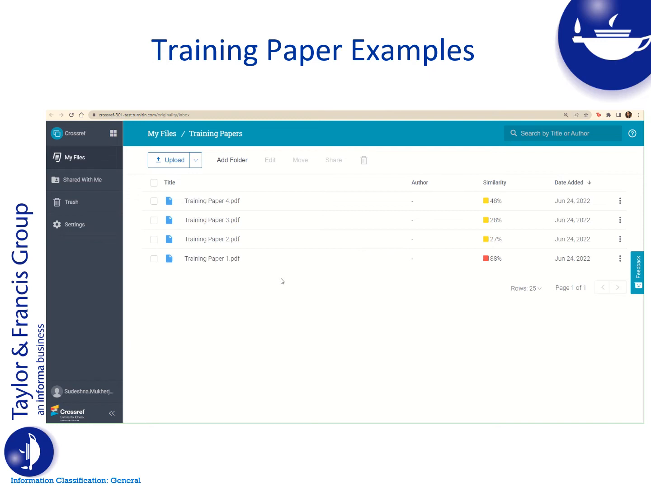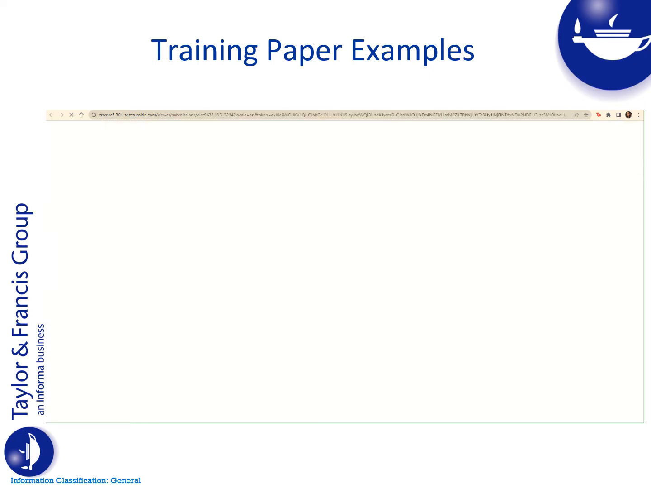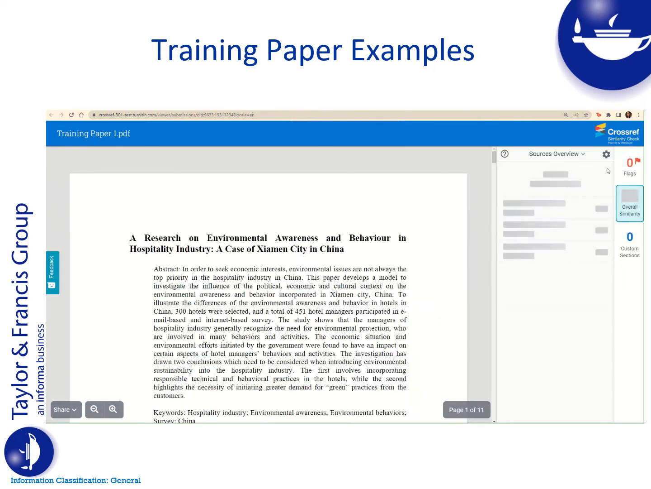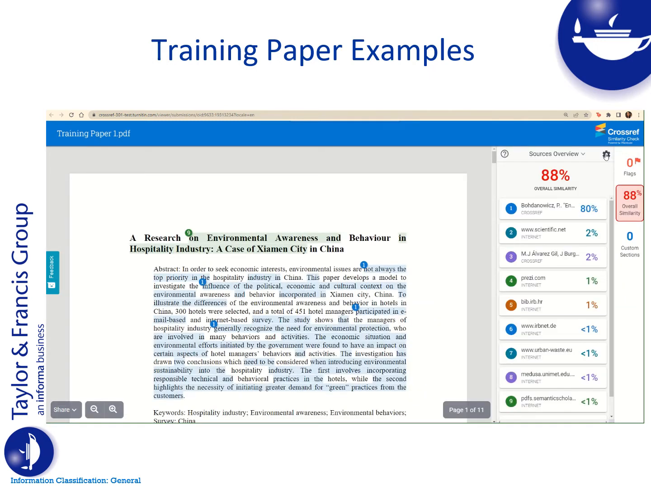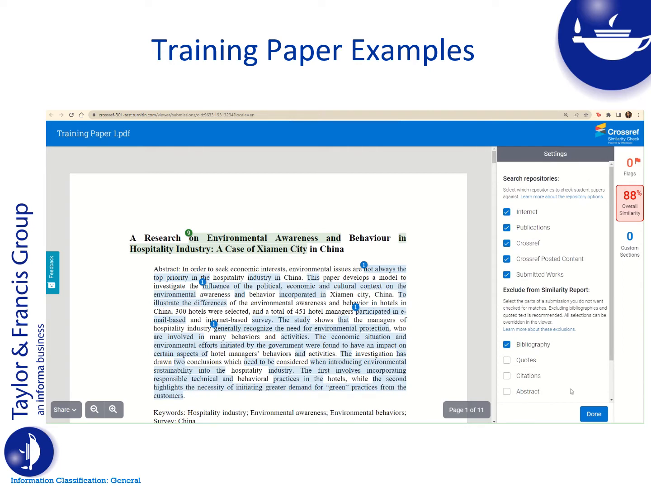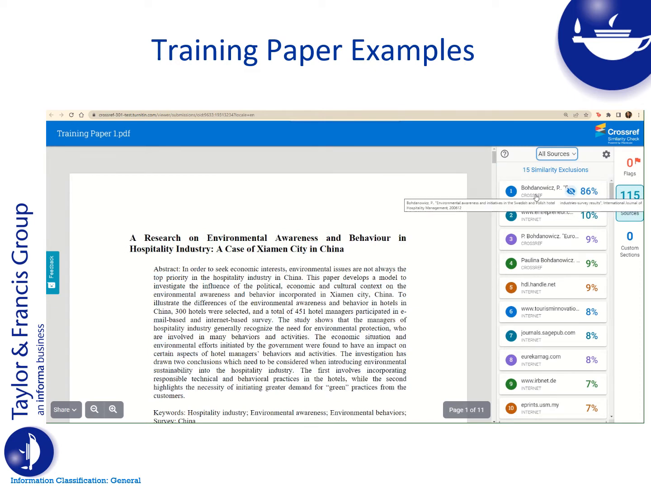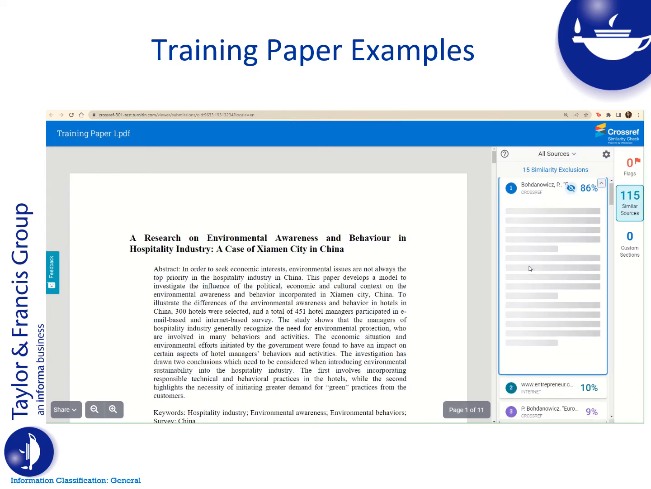Before we have even entered training paper number 1, we can see a very high similarity percentage. We will now take a closer look at the report to ascertain the extent and significance of the similarity. First, we will check that we have excluded bibliography from the match results and that we are in the All Sources viewing mode.